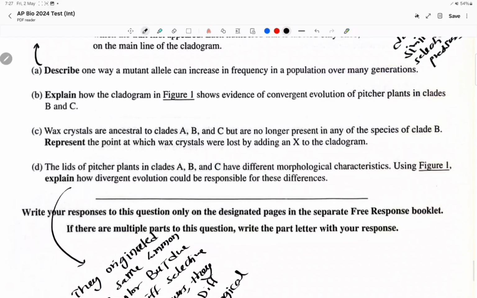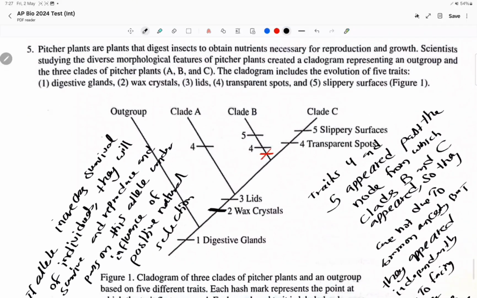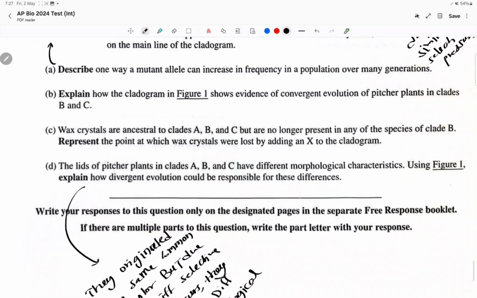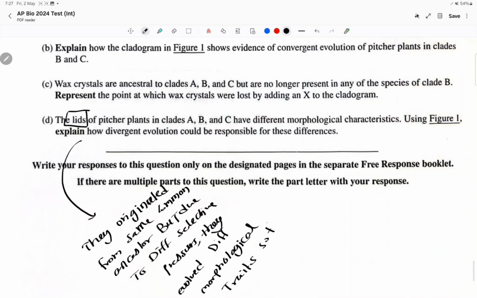And let's look at A, B, C. So A has 4, B has 4, and C has 4, right? But A doesn't have 5. Would you guys agree? Yeah. So lids of pitcher plants have different... that's perfect. Because if I say their lids have different morphological characteristics, I won't get extra points. Never repeat what they say. They don't like that, and if you do, you just waste your time.